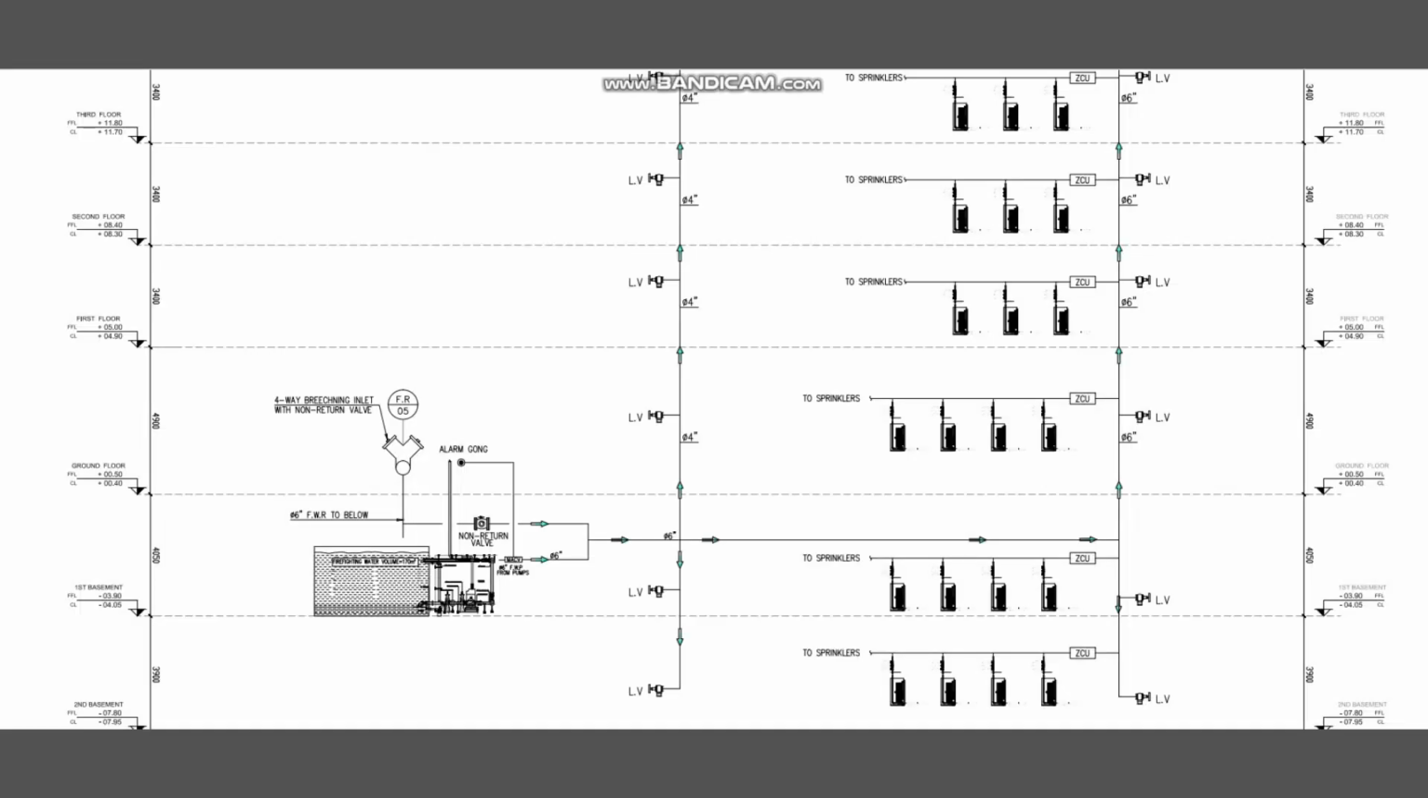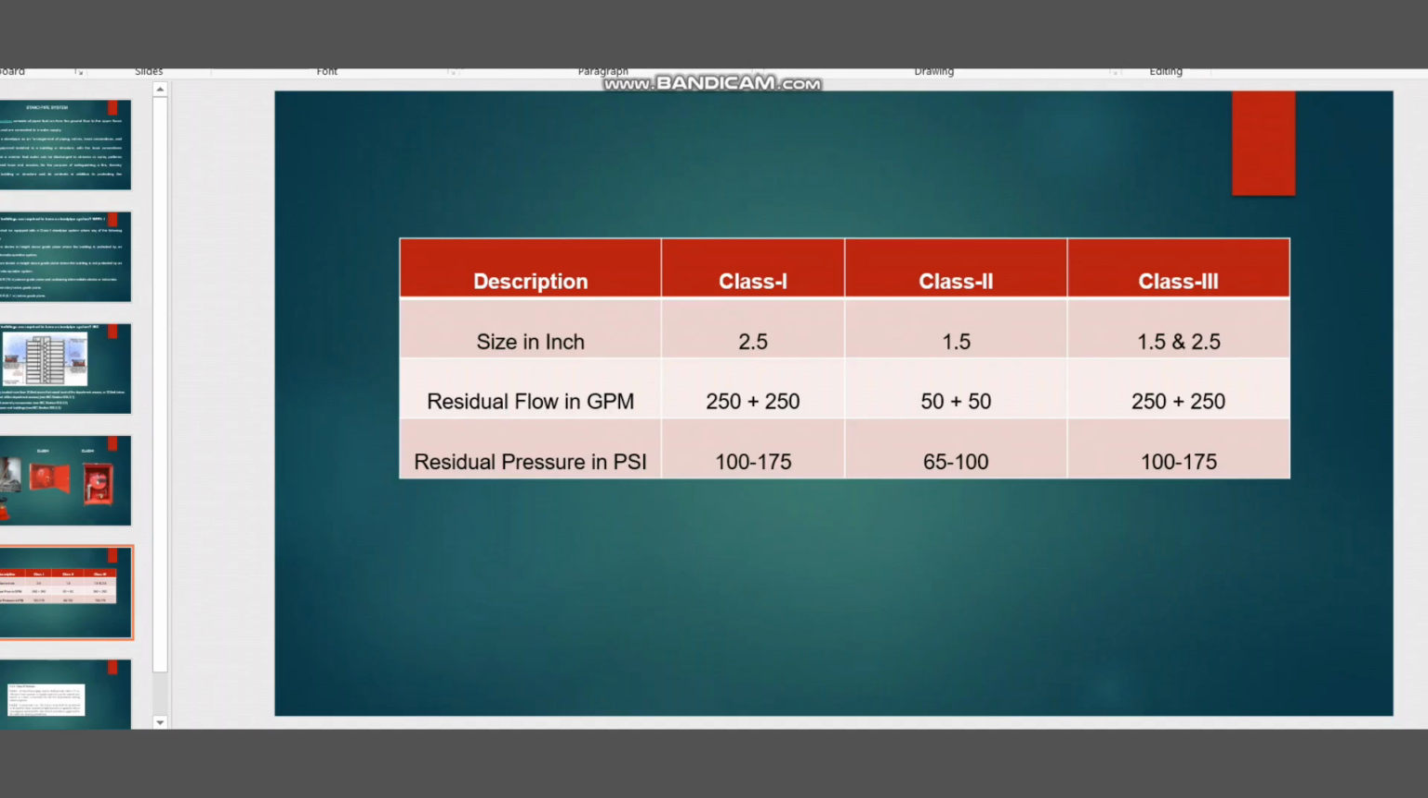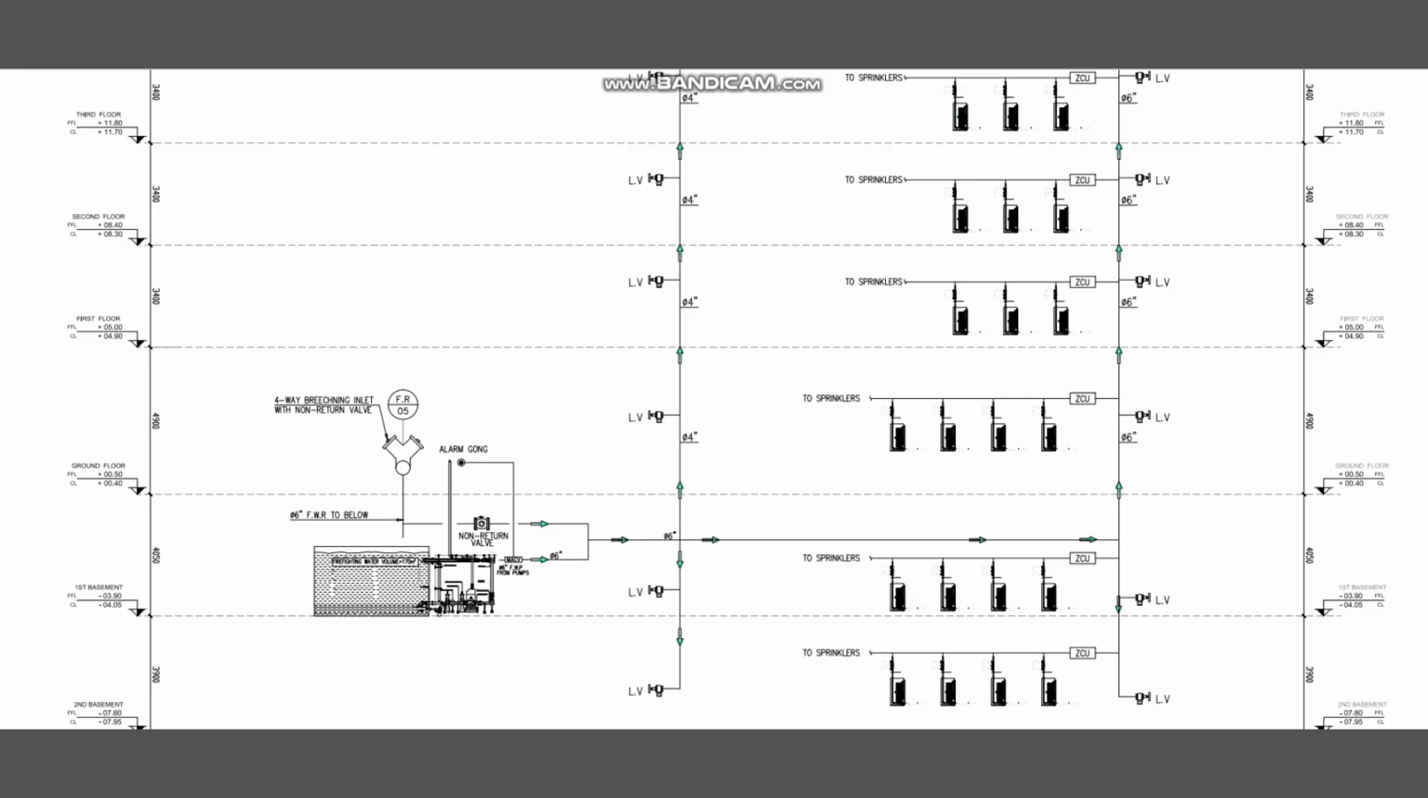Good morning, friends. In this video, we are going to see the standpipe system, NFPA and IBC code requirements like flow, pressure, and sizes. And if a high-rise building like this has a standpipe system, then we will see how to size the tank and pumps. So let's start the video.